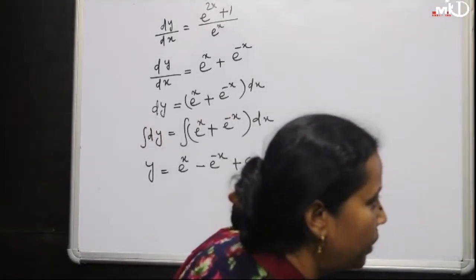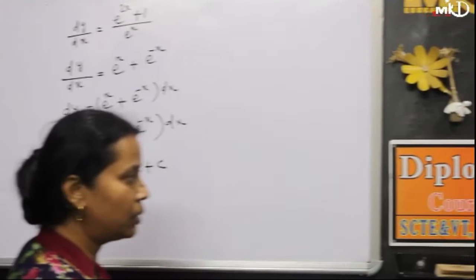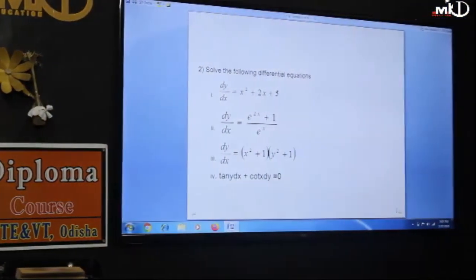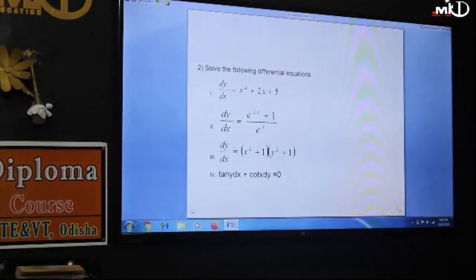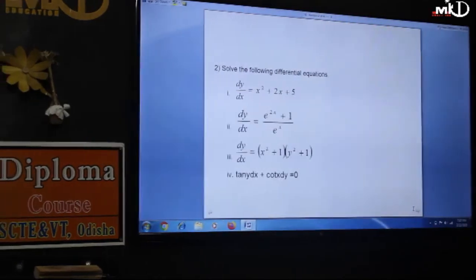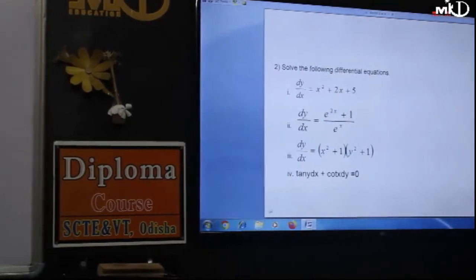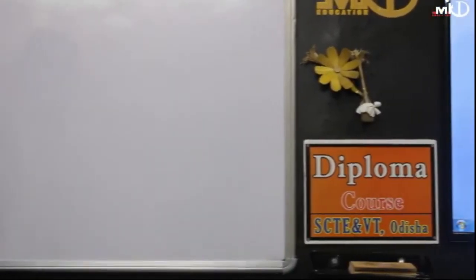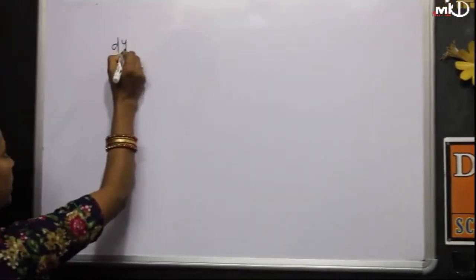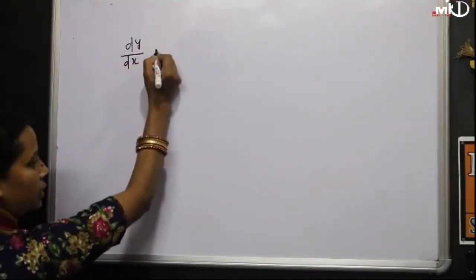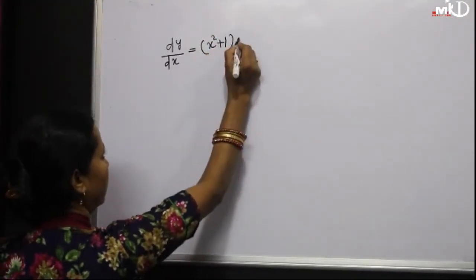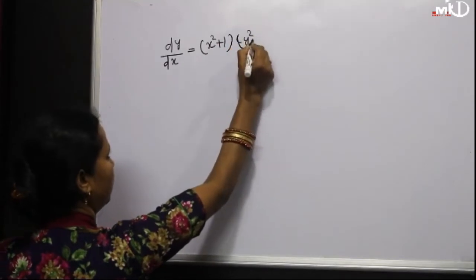Now friends, come to the third question. You see dy by dx is equal to (x square plus 1) into (y square plus 1). So now it is also solved by variable separable method. So the question is dy by dx is equal to (x square plus 1) into (y square plus 1).